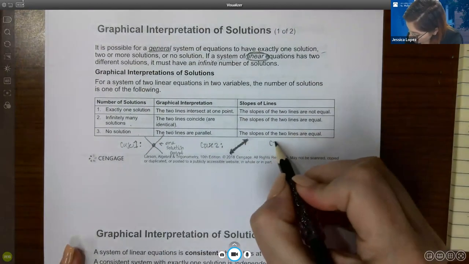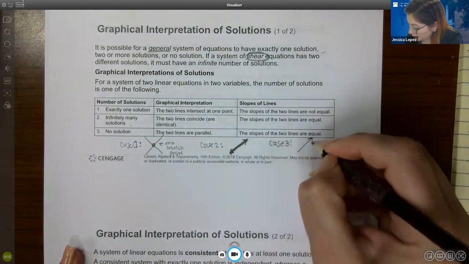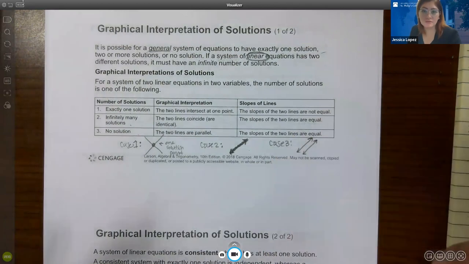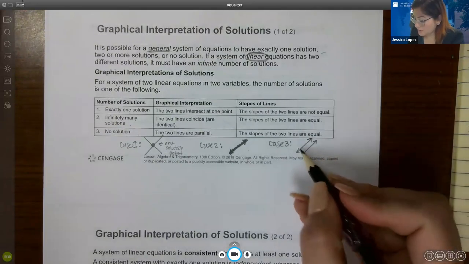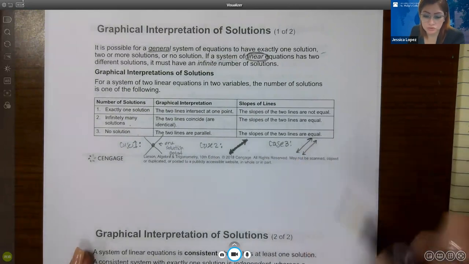And then case three, when you have no solution, would be if the two lines were parallel to each other. Because if they're parallel, they're like train tracks. They're never going to cross each other, okay? They're always going to be left wheels on the left track, right wheels on the right track. The wheels are not ever going to cross. So in this case, they don't ever intersect. And so that's why there's no solution there.